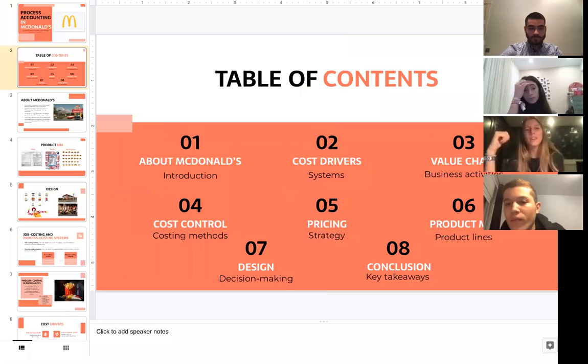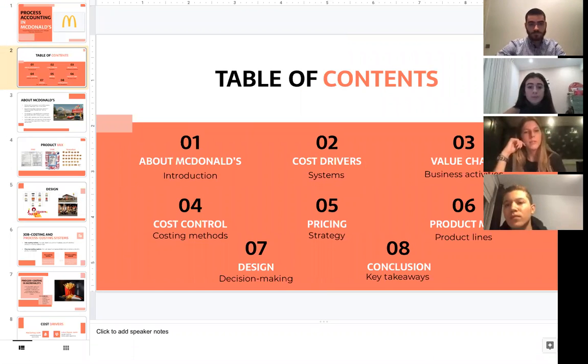Okay, so first we're going to introduce McDonald's, and then we will speak about the cost drivers, the value chain, the cost control, the pricing, the product mix, the design, and at the end, the conclusion.